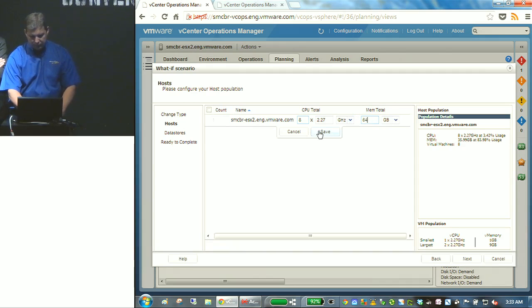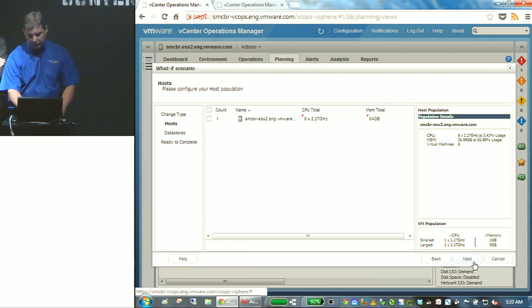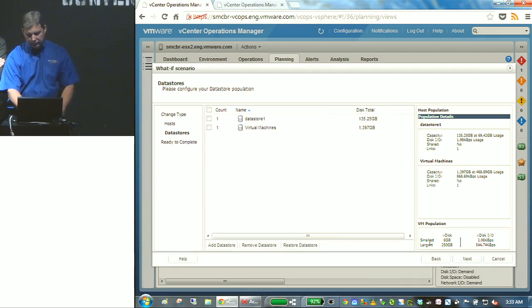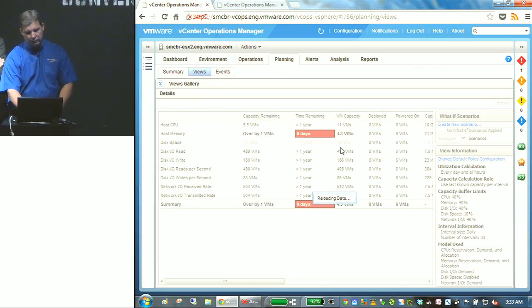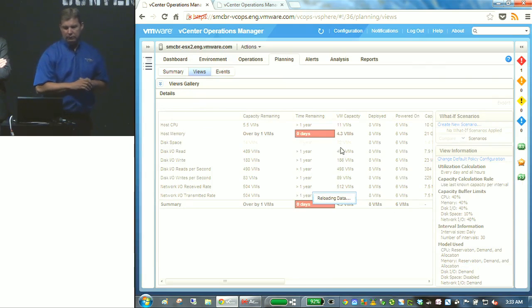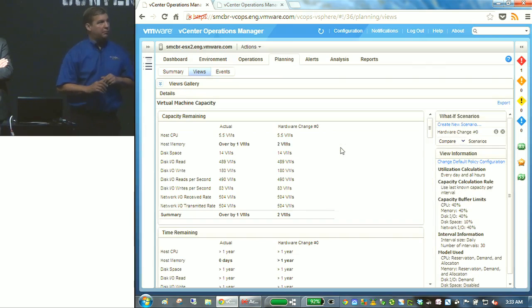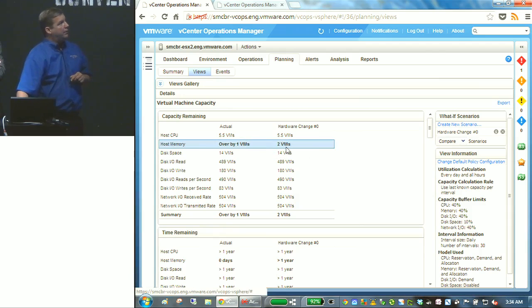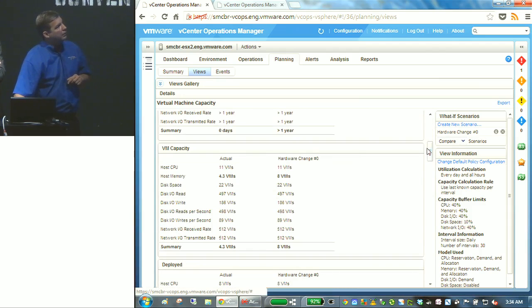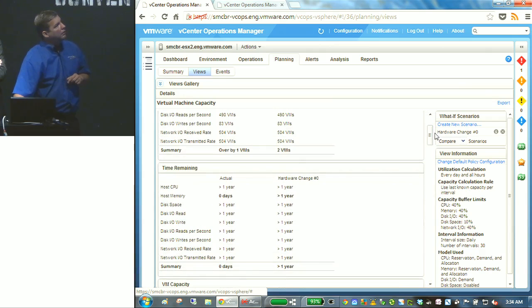64 gig. I'm not going to change its storage. If I change the amount of memory, I see the before and after. It was over by 1 VM, and now it's not. You have 2 VMs. Sorry, my screen.